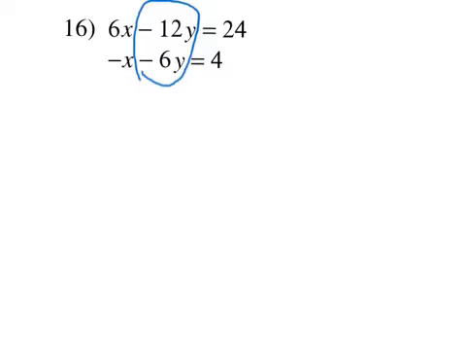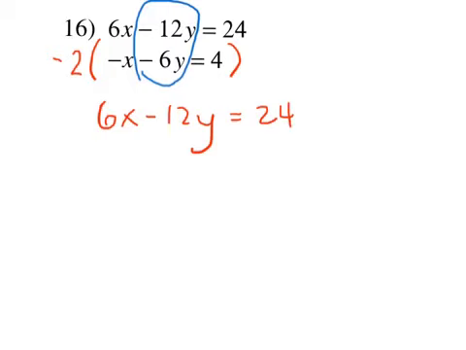So I know that the least amount of work is going to be getting rid of that y. So what I'm going to do here is multiply this whole thing by negative 2, and you'll see why in a second. So the top stays the same. Okay, and then the bottom I'm going to multiply everything by negative 2. So negative 2 times negative x is positive 2x. Negative 2 times negative 6 is positive 12y. Negative 2 times 4 is negative 8.